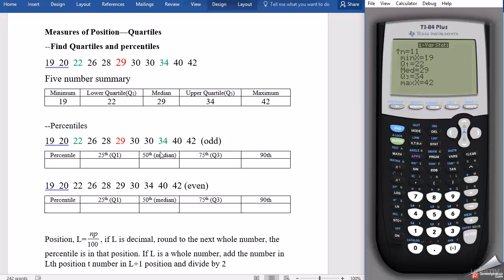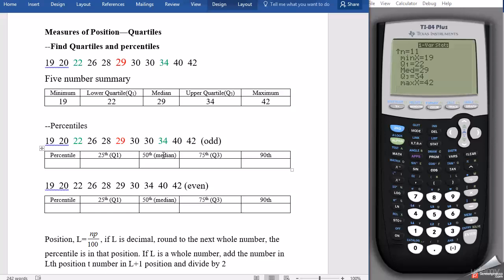Now the percentiles are an extension of the quartiles. We can talk about any percentile. For instance, if we talk about the 75th percentile, we're just saying that that number divides the data into 2. Below is 75% and above is 25%. So if you take a test and your score is at the 75th percentile, it means you scored better than 75% of the people, and 25% of the people did better than you.